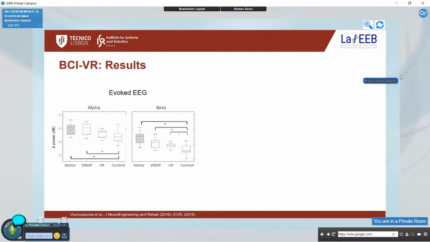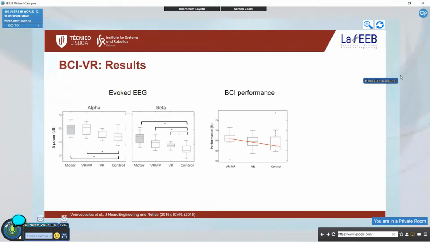So here we have the data from alpha and beta bands, which are the most reactive EEG bands during motor imagery. Now, in terms of BCI performance, we see a similar trend, with VR after motor priming having better performance compared to the rest. We see a trend again, but we couldn't find any significant differences.